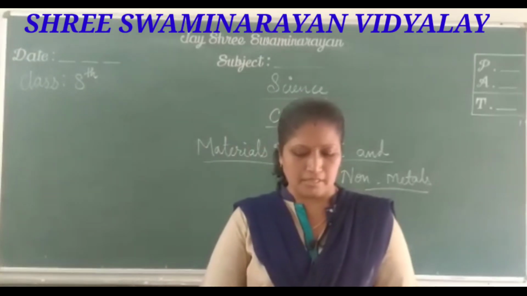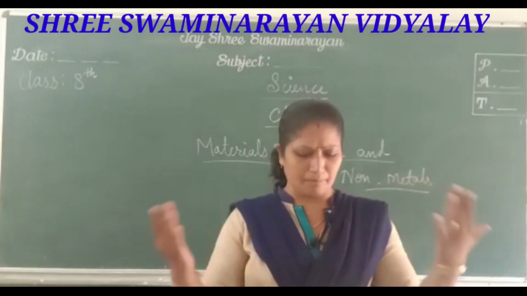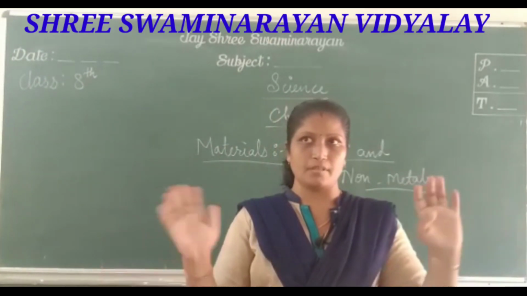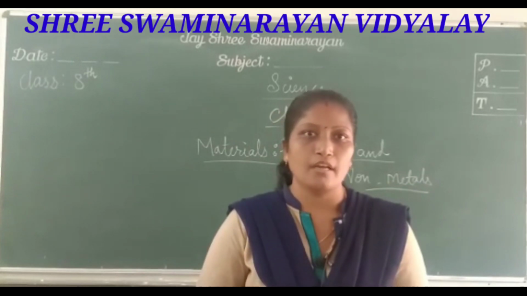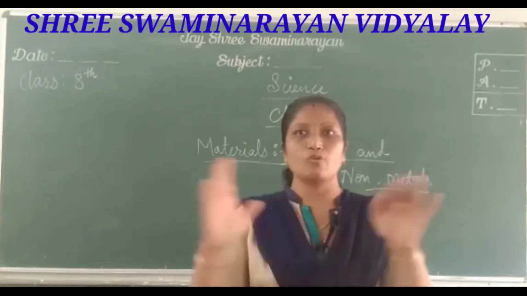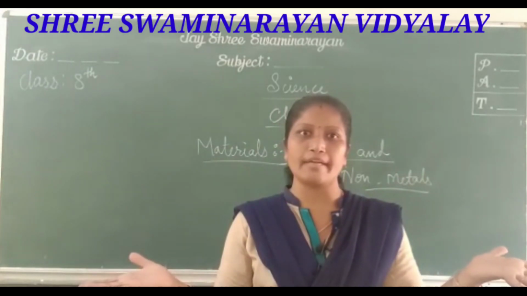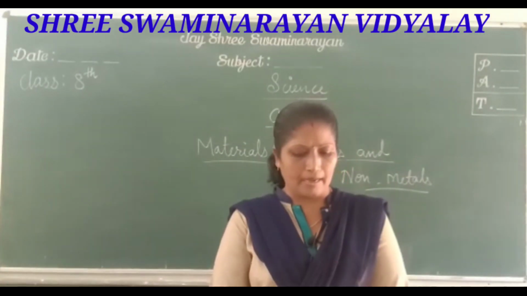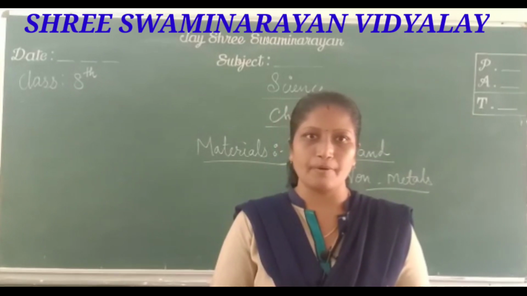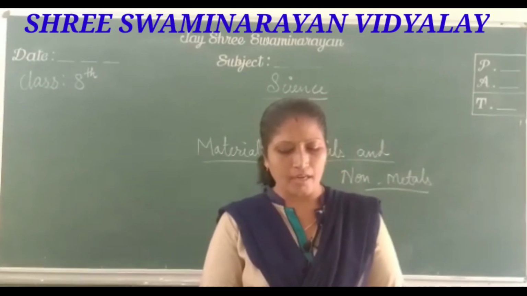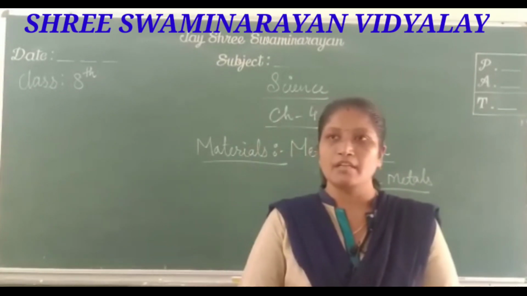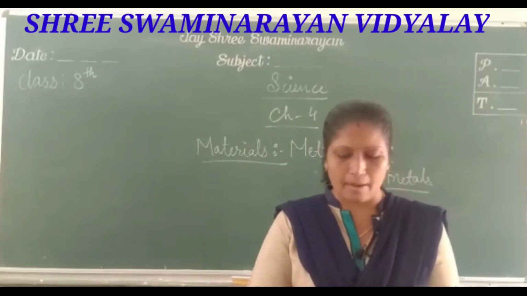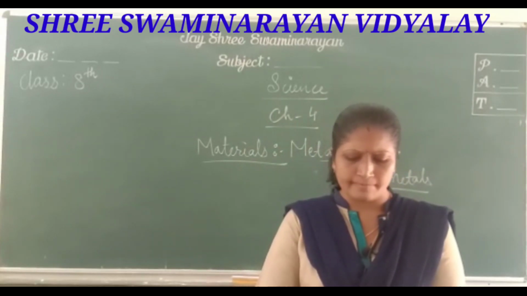An element is a substance which cannot be split up into two or more simpler substances. Element means a simple substance which we cannot divide into two simpler substances. That is called an element. Which are the examples of elements? Iron, oxygen, magnesium. These are all examples of elements.